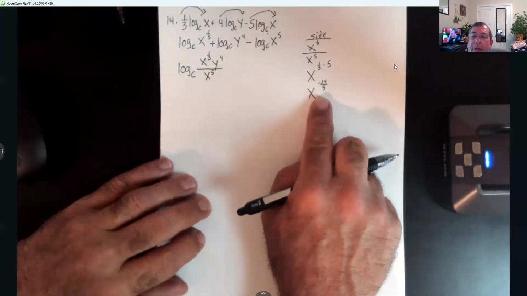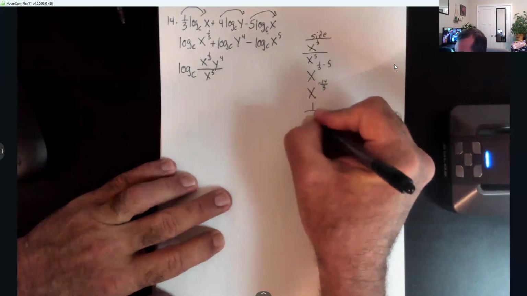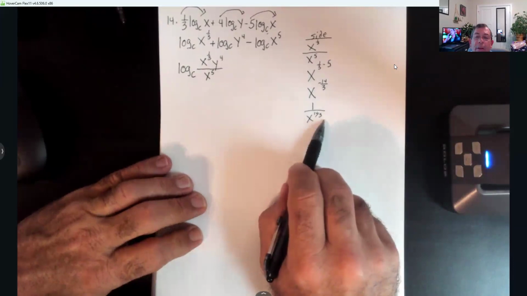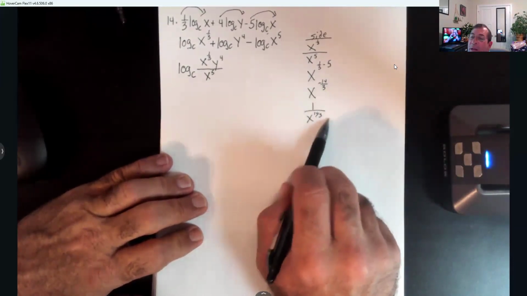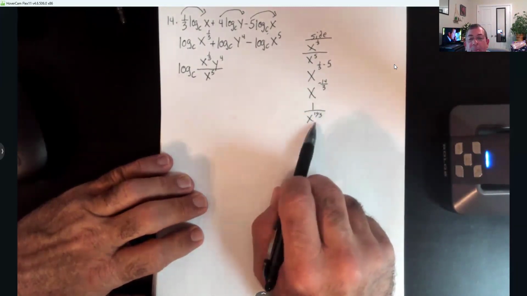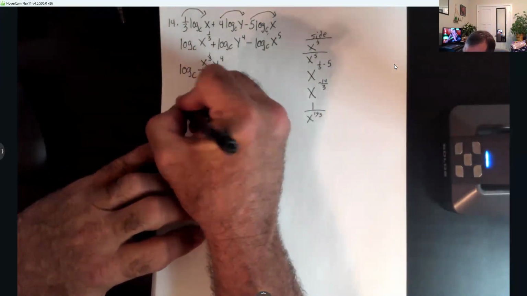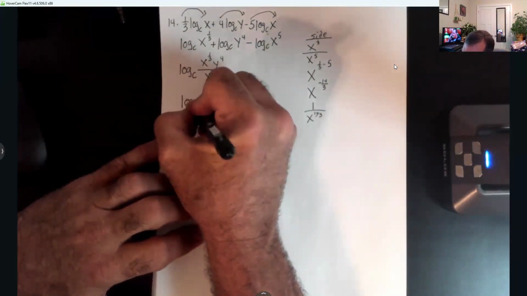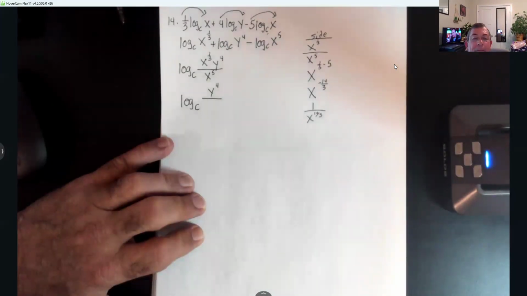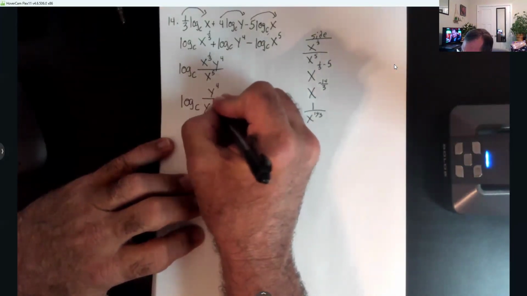All right, now, but remember, that 14/3 has to be positive. So we would put that under a 1 and get x to the 14/3. Can't keep the exponent negative, so we had to do that negative exponent rule. If it's on top, we bring it to the bottom. So that means it's positive on the bottom. So my final answer will be a log base C. Now, the only thing on top will be the y to the 4th, and the bottom will be the x to the 14/3.